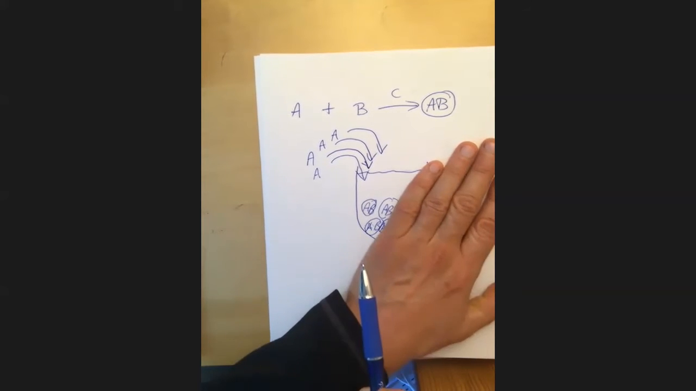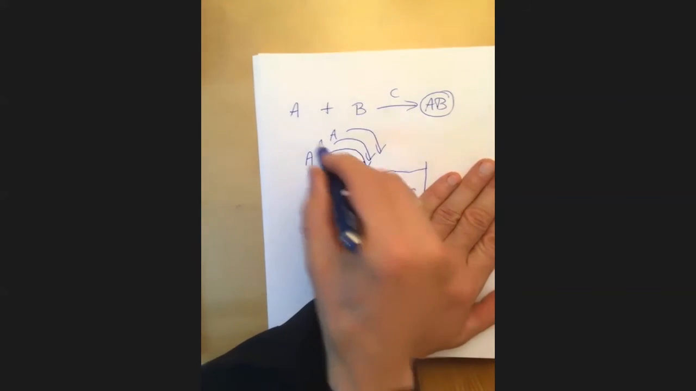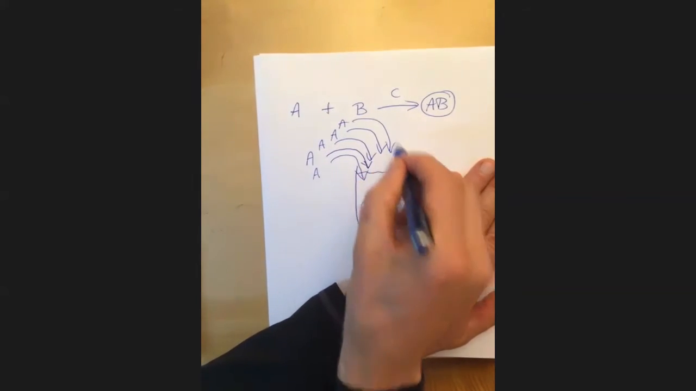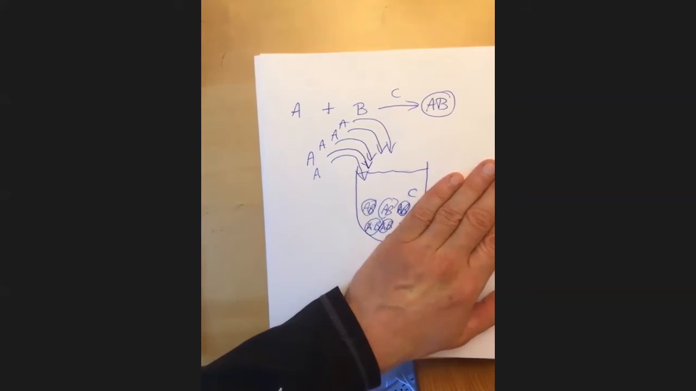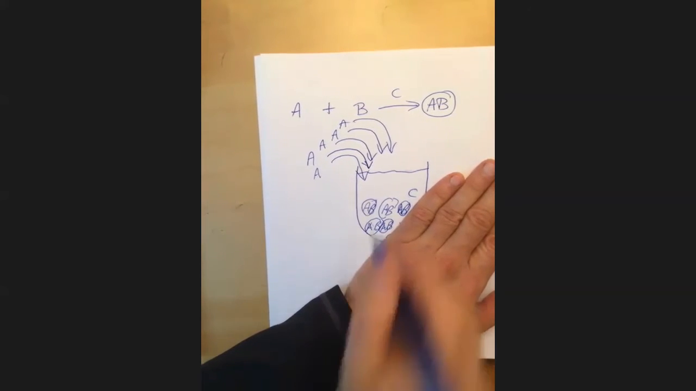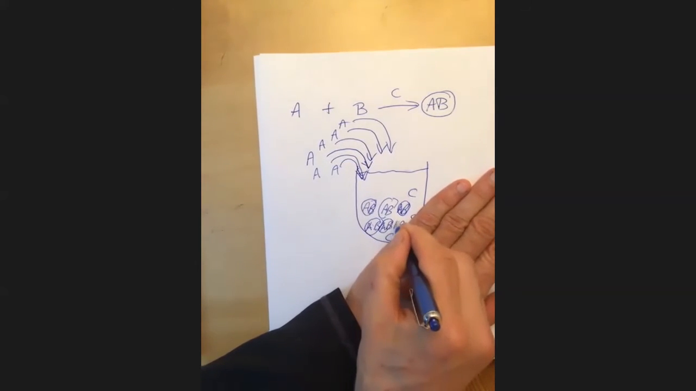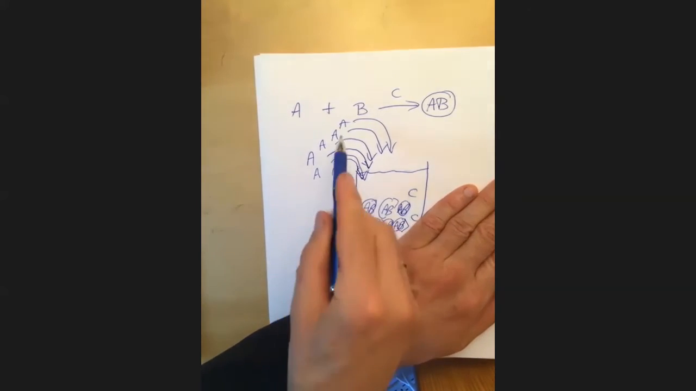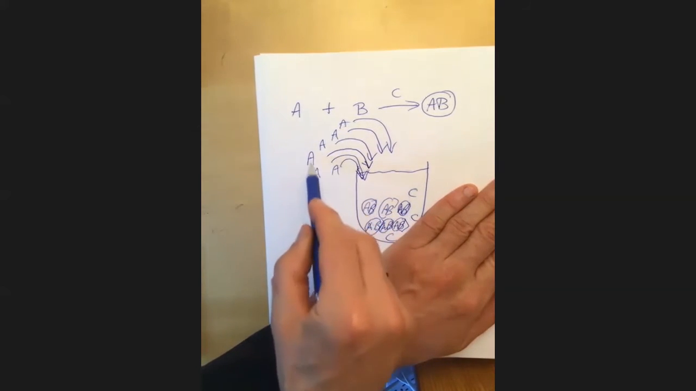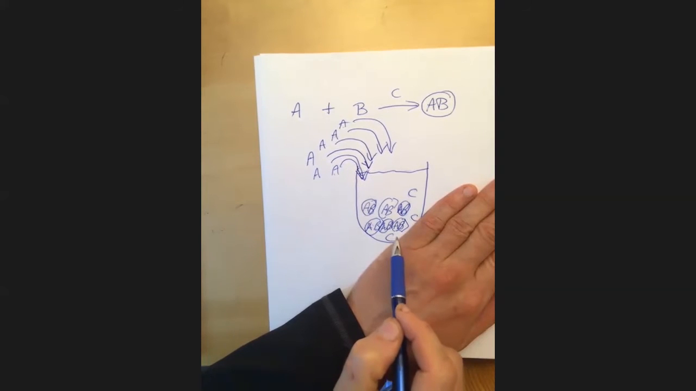Oh, there's a C. I guess I don't know that C's in there yet. Oh, there's a C. That's not good. There's another B. So I'm going to put in another A. I'm going to put in another A. And now so far I put in 1, 2, 3, 4, 5, 6 of my A's. I've reacted 6 of my B's.